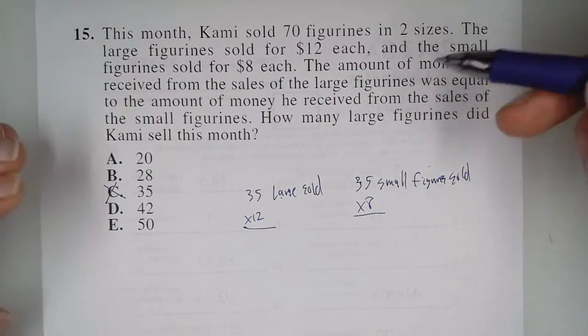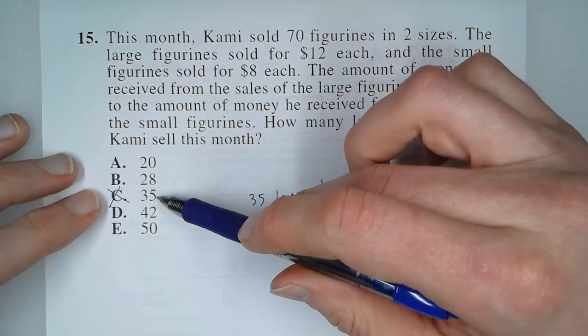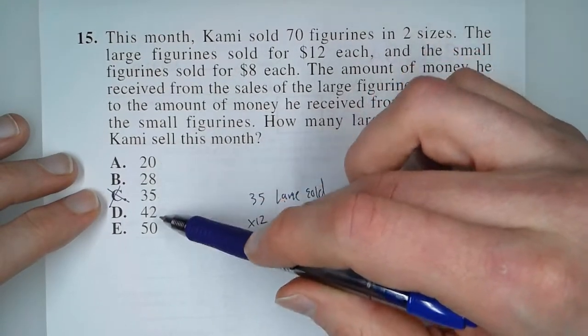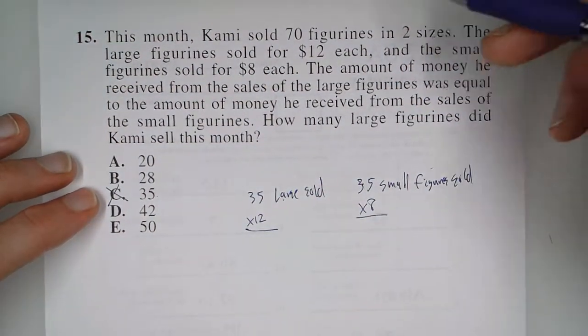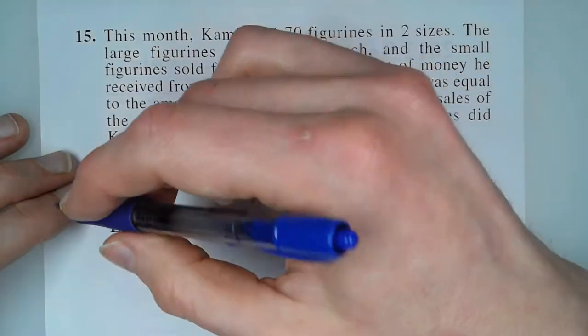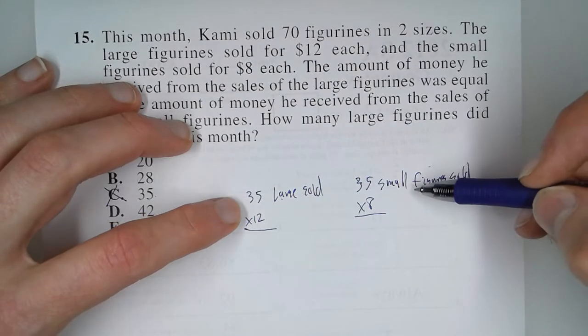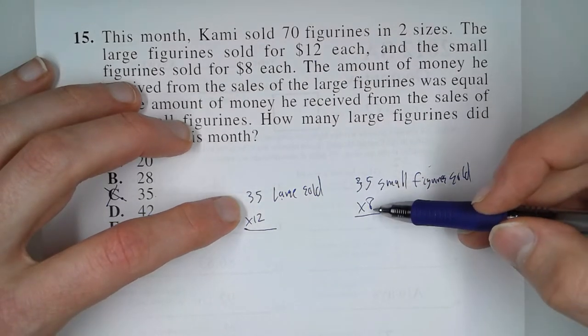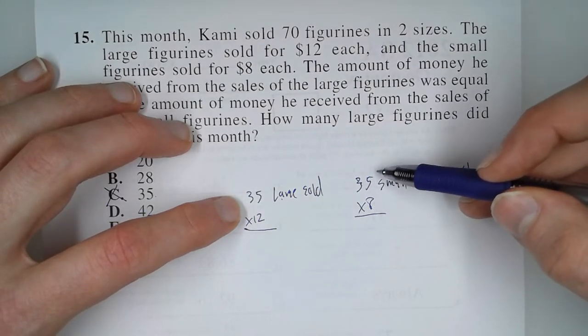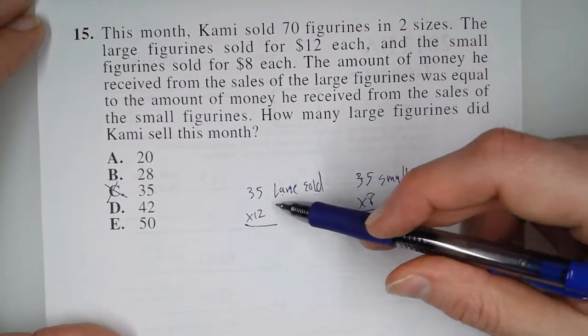Now, when we do this and we get the middle number wrong, we have a choice. Do we go small or do we go big? And we're going to go small. The reason is because if the large and small made the same amount of money and the small sold for less, that means we had to have sold more small and fewer large ones.